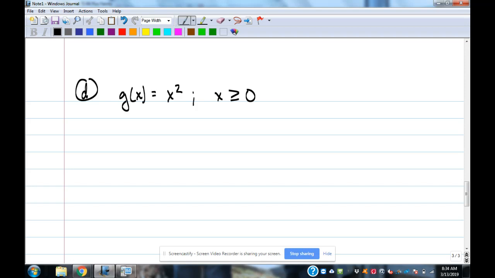Okay, so if you see a restriction at the beginning, you know you need to have a restriction at the end when you get your inverse out of that. Okay, so let's find the inverse of this.